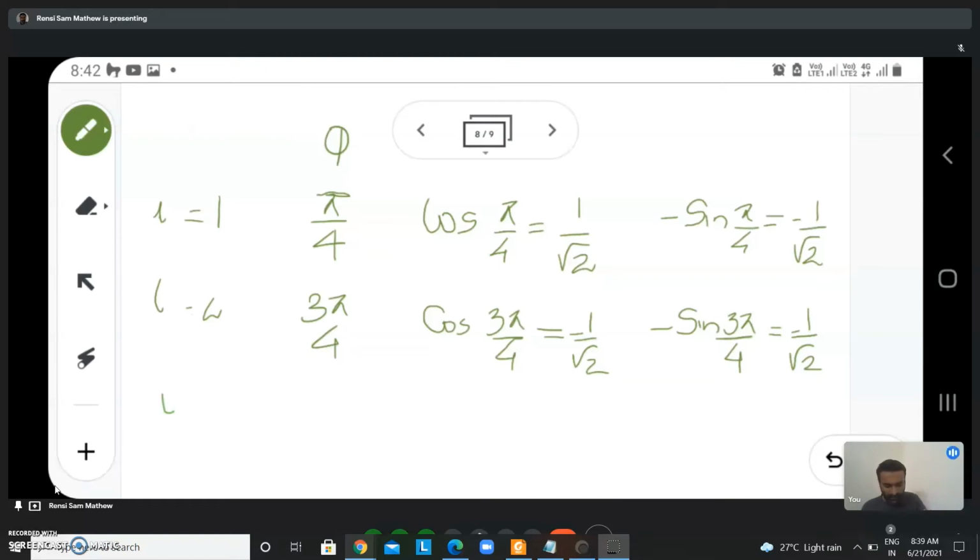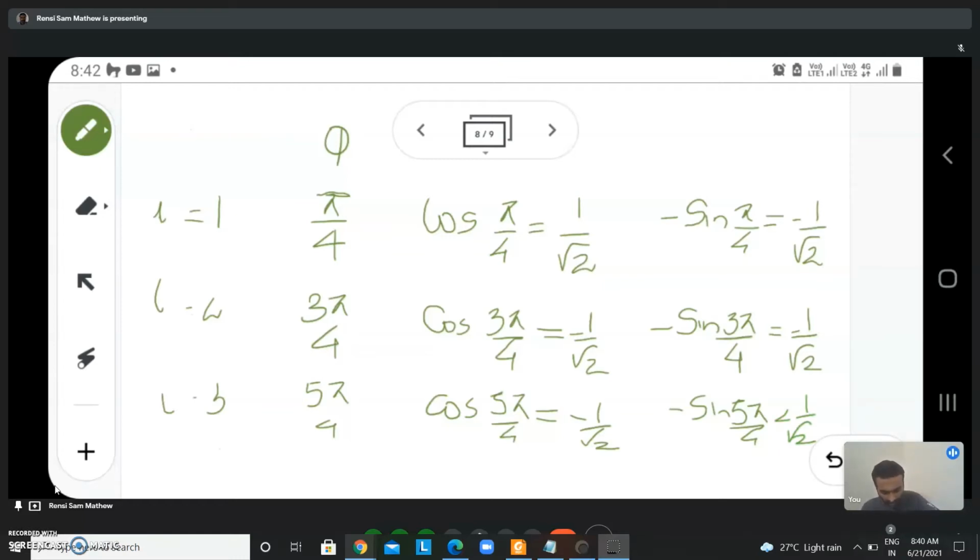And when i equal to 3, we have 5π by 4. So it is cos 5π by 4 and minus sine 5π by 4. So 5π by 4 will come in the third quadrant. In the third quadrant cos is negative, so again this is minus 1 by root 2. And sine in the third quadrant is negative, so minus sine will be positive, 1 by root 2.